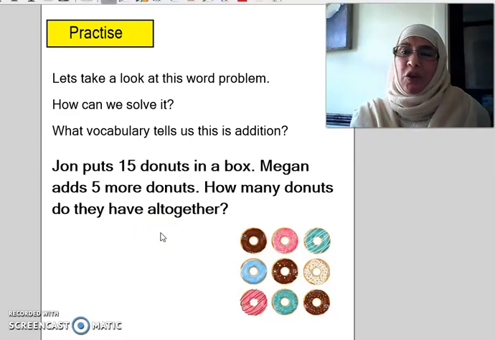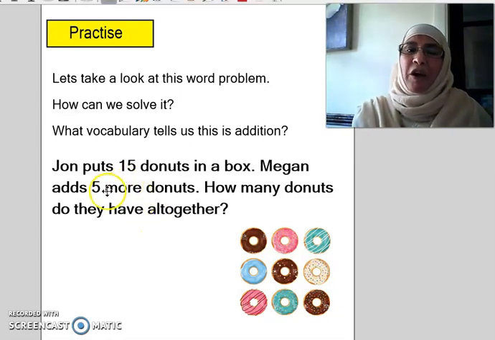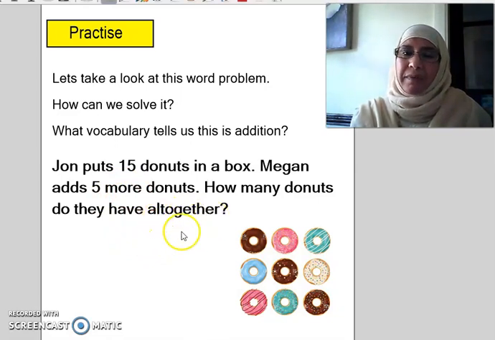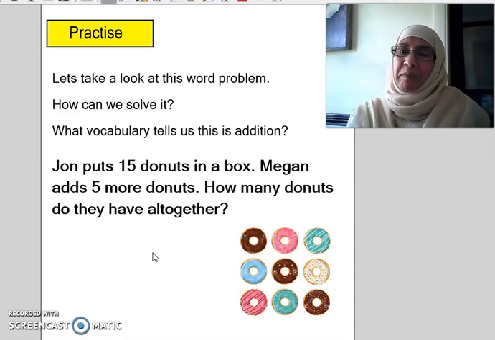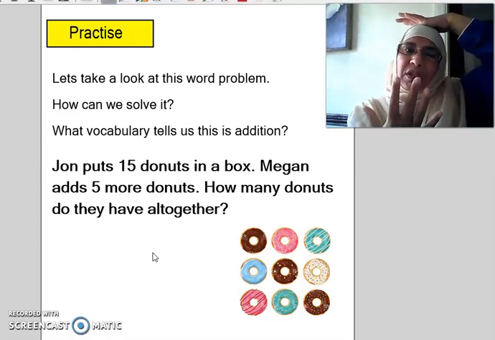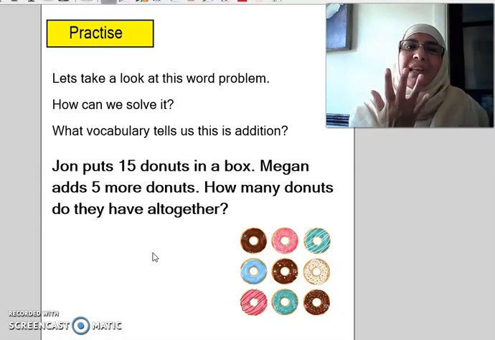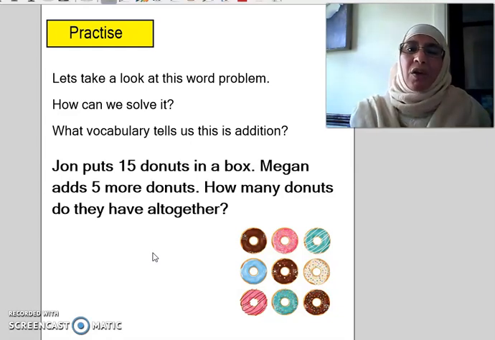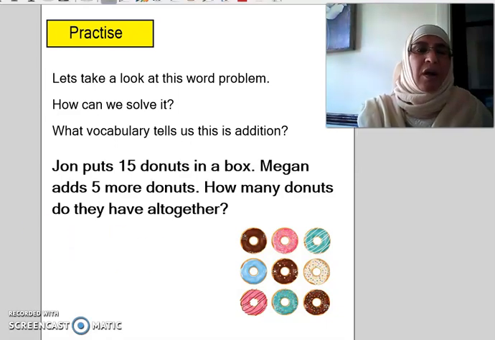Now, I've spotted 2 words in there that tell me this is an addition problem. We've got the word more, and then how many donuts do they have all together? So remember our steps to success. Put the biggest number in our head. Now, which is the biggest number? Is it 15 or is it 5? We know 15 is the biggest number. So 15 in my head, and I'm going to add 5 more donuts. 15, 16, 17, 18, 19, 20. So there are 20 donuts altogether.